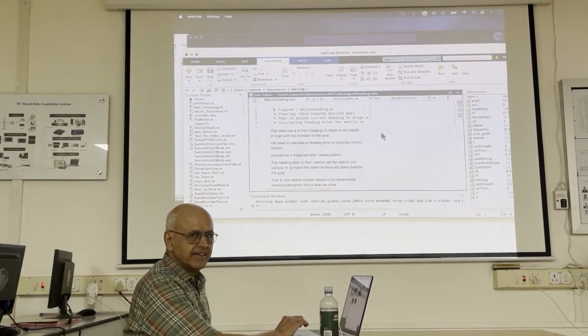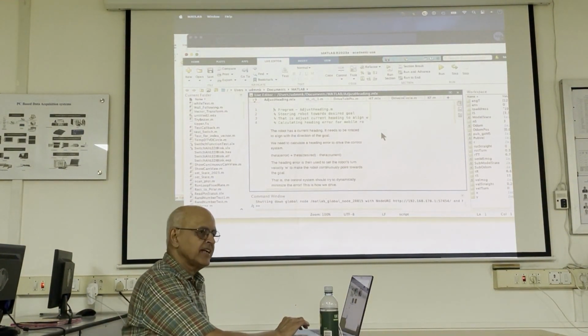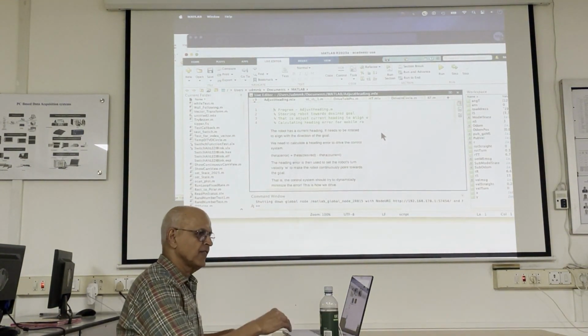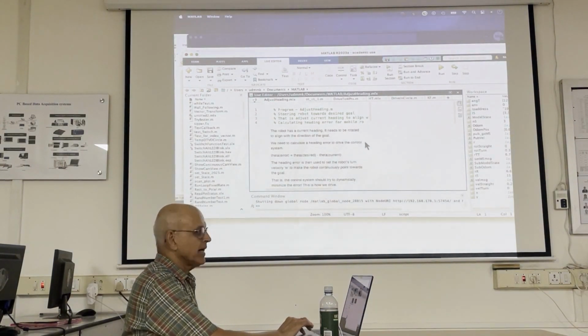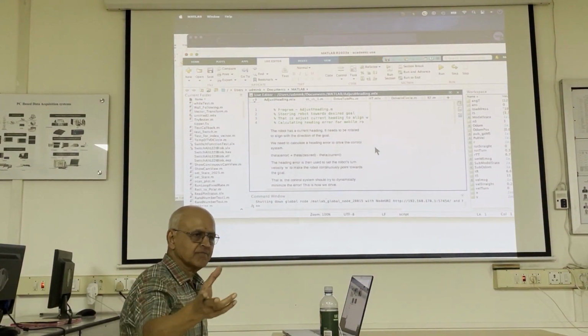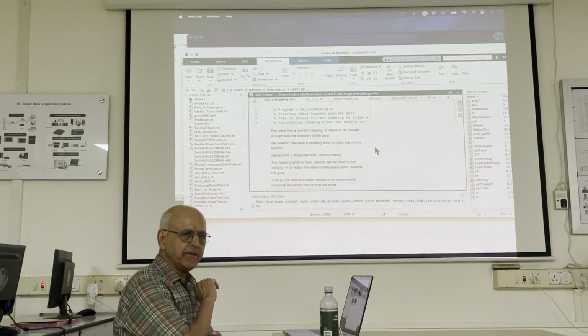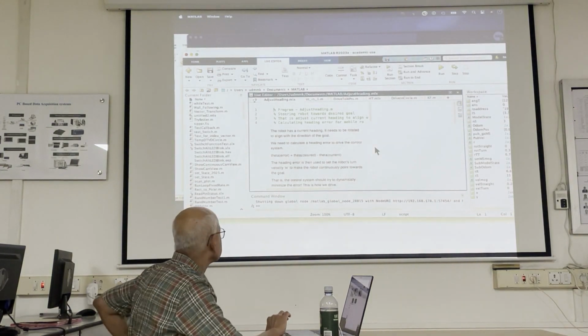So you're all familiar with an MLX file, right? A live editor file. It's a very good way of writing a tutorial for yourself. But it slows down execution. So in your exercise, don't try to make it an MLX file because it'll slow it down.